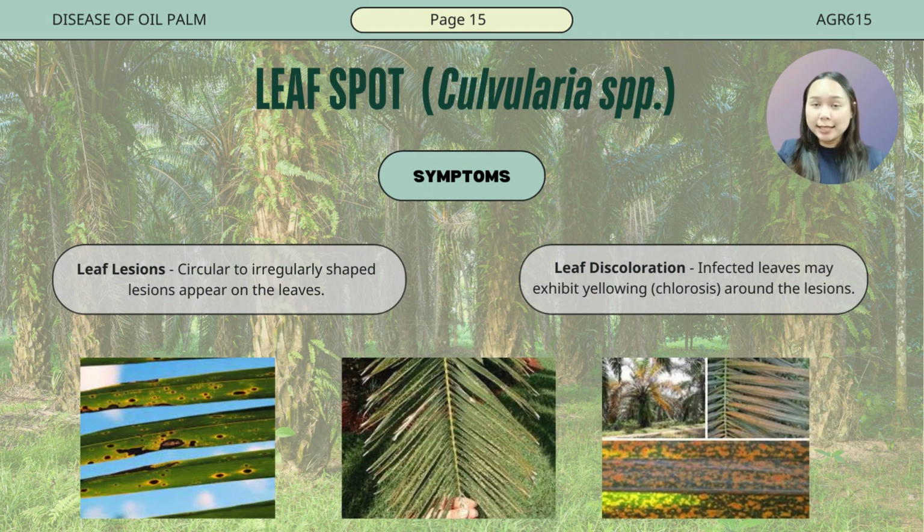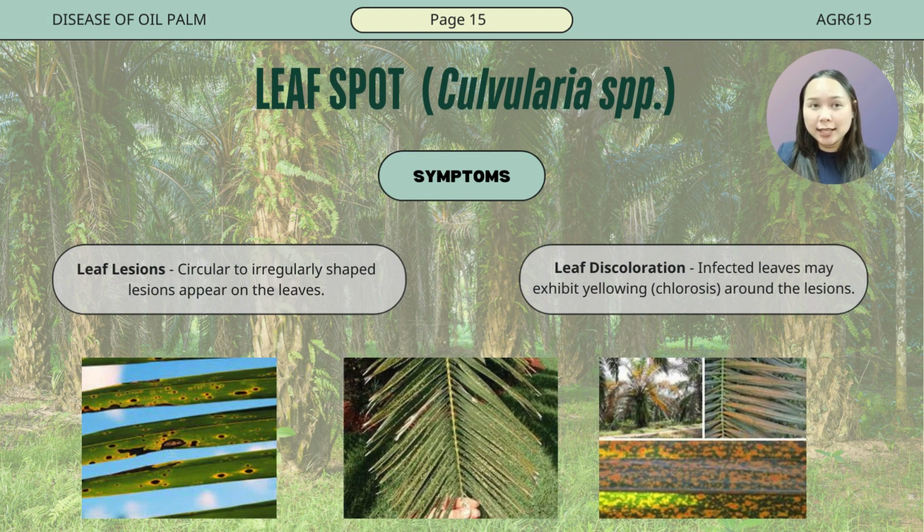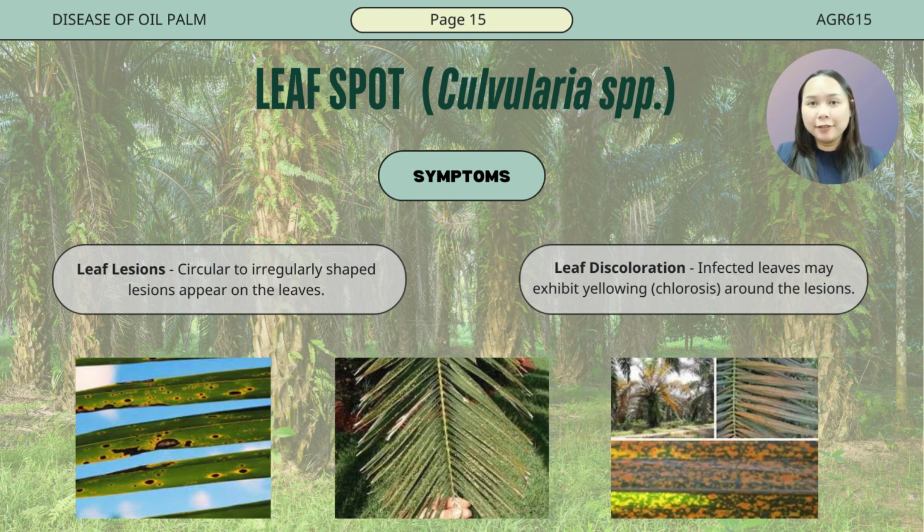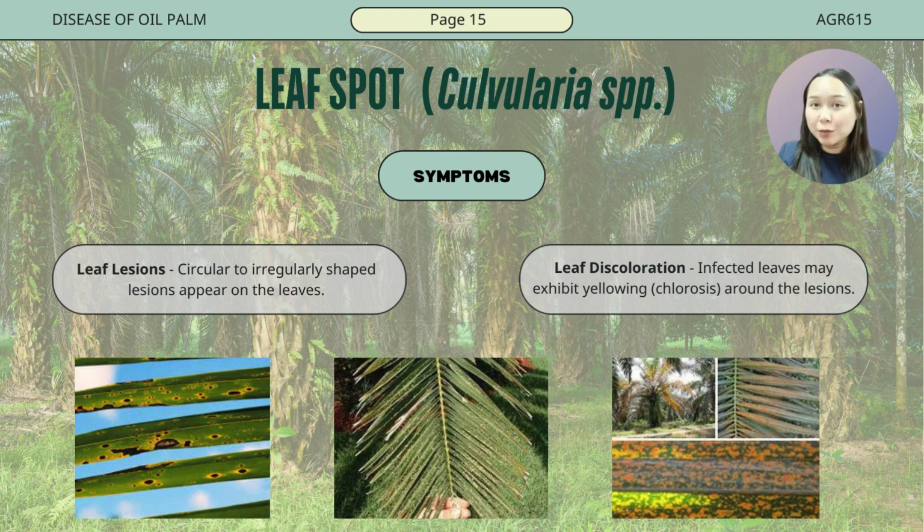Second disease of oil palm is leaf spot. The symptom of this disease is leaf lesions. Irregularly shaped lesions appear on the leaf. These lesions may start as small water-soaked spots and enlarge over time. Then, leaf discoloration. Infected leaves may exhibit yellowing, which is chlorosis, around the lesions, leading to an overall decline in the green color of the foliage.